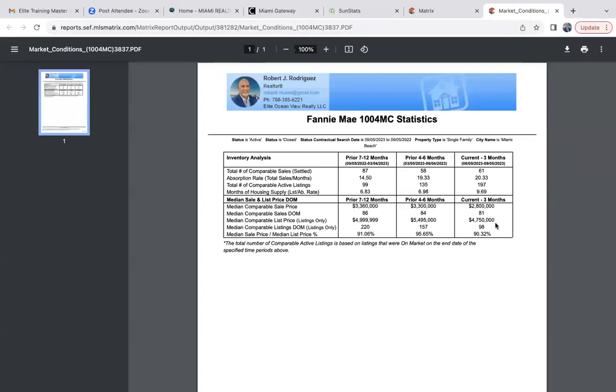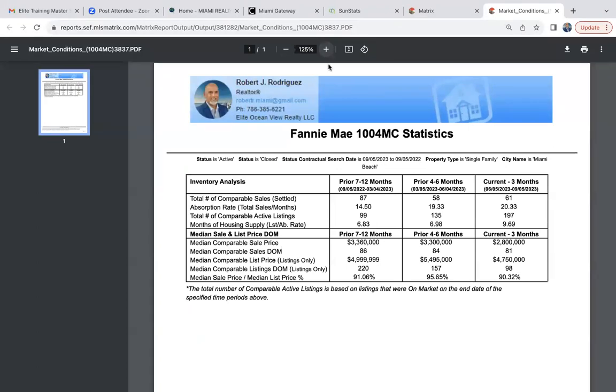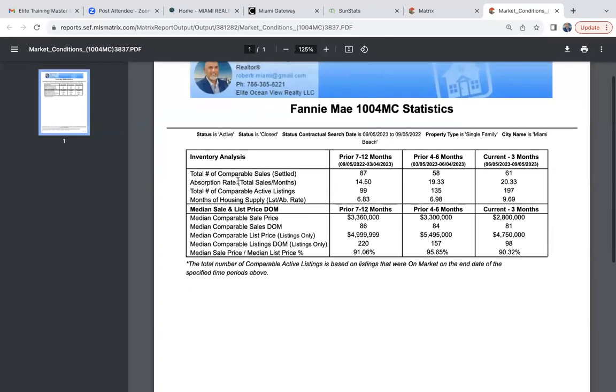All right, guys, so I want you guys to get acclimated to this report. So I'm going to go over each line in detail. So the first line that you see here is the total number of sales in that particular time frame. So for the last 3 months, which goes back to June 5th of this year through today's date, there were 61 sales in Miami Beach of single family homes.